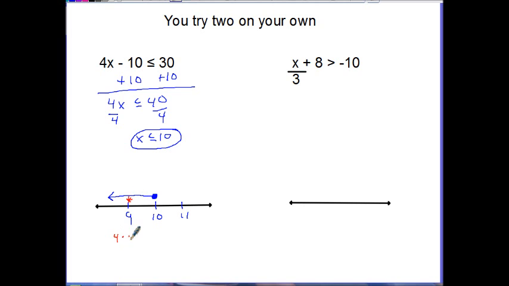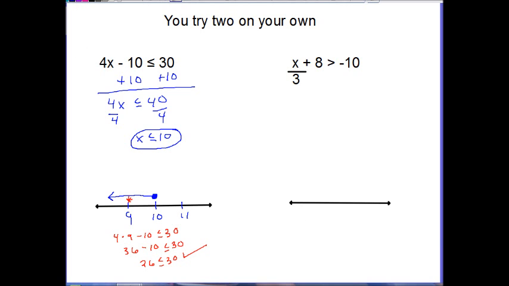I'm going to take 9 and plug it in. Is 4 times 9 minus 10 less than or equal to 30? 4 times 9 is 36. Is 36 minus 10 less than or equal to 30? Absolutely. 36 minus 10 is 26, and 26 is less than 30, which means it checks out.